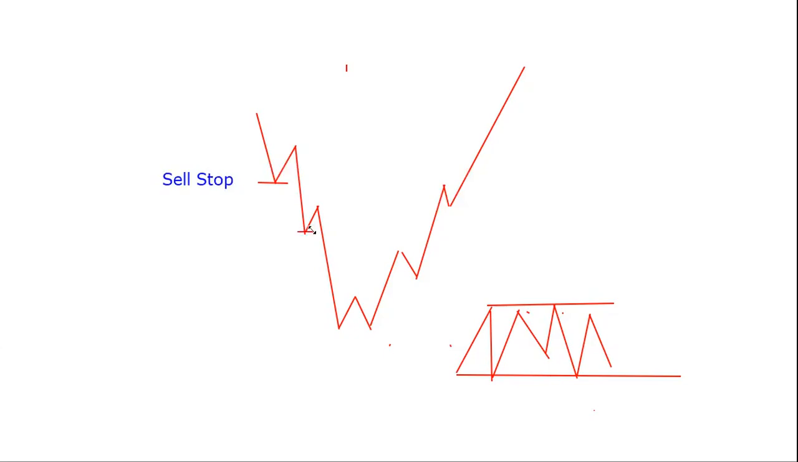Another sell stop there. I like sells better than buys. If you're looking to do a buy stop, you want to take it when you know that the trend is changing. That's all about knowing when the trend changes.